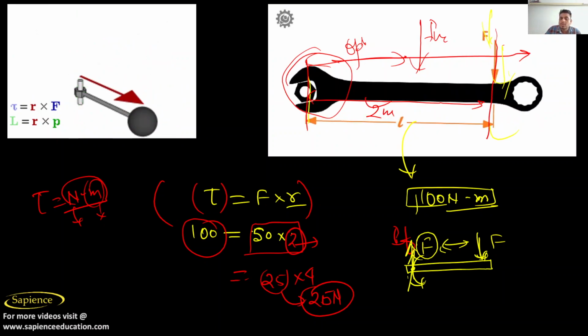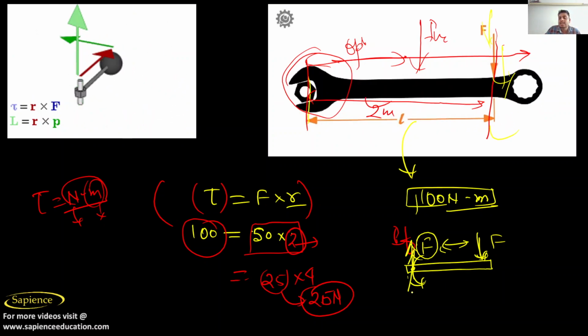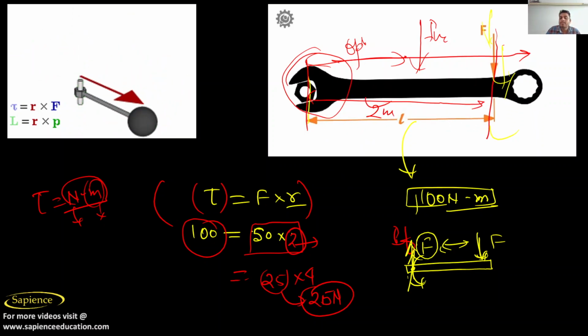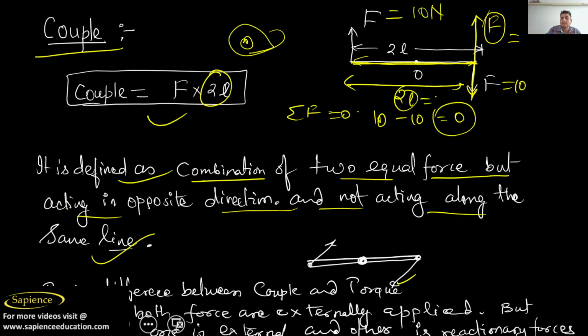So basically there is no big difference, except that in a couple we have to apply both forces externally, but in torque we apply only one force, and the other force is automatically generated by the reaction. This is called the reactionary force. I hope you have understood. There is not much difference between couple and torque, and it has a unit of Newton meter.